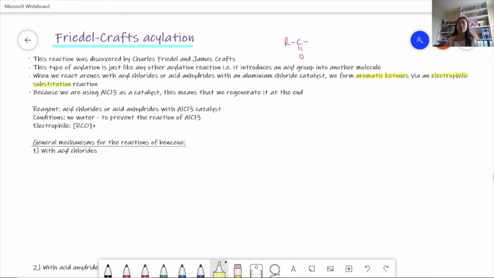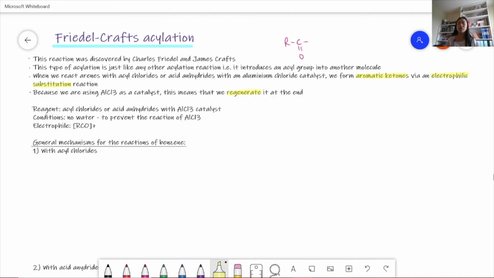This is actually a really important note because acylation that we've looked at before has been nucleophilic addition elimination reactions. However, this is also called acylation, but this time we're using an electrophilic substitution reaction. So please make sure to not get them mixed up. And because we're using this aluminium chloride as a catalyst, this means that we regenerate it at the end, because we know that catalysts aren't used up within the reaction.